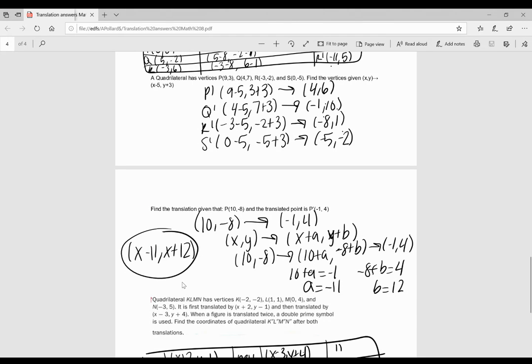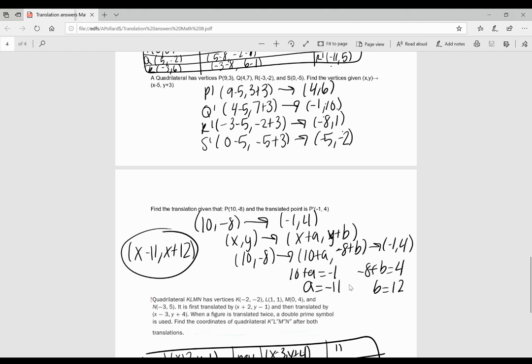2 more. So we want to find the translation given that P is 10, negative 8, and P prime is negative 1, 4. So this is what we saw before, where we want to get from x, y to x plus a, y plus b, where this is going to be negative 1, 4. So we plug it in. So we'll have our 10 as x, negative 8 as y, and we have to find our a and b.